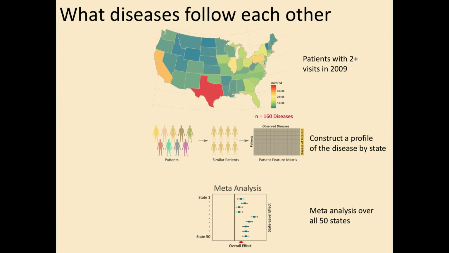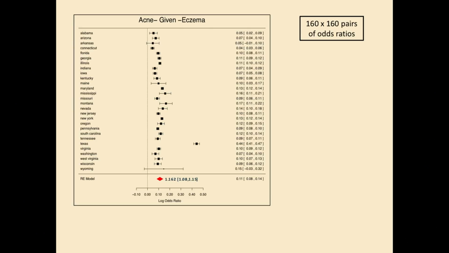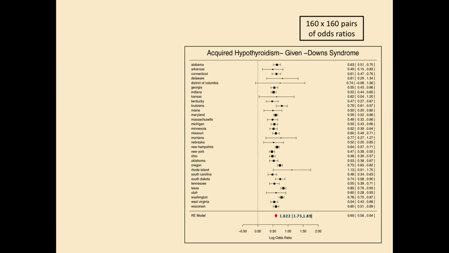And what I want to get at the end is those associations or risks where you have a higher probability of getting disease A if you already have disease B. That's what this red thing is at the end. And so we get things like there's a higher chance of acne given you have eczema. And there's a higher chance of getting acquired hypothyroidism if you already have Down syndrome.